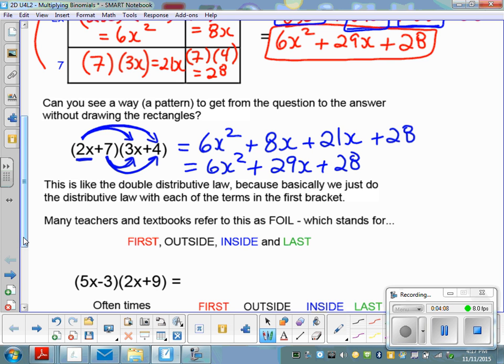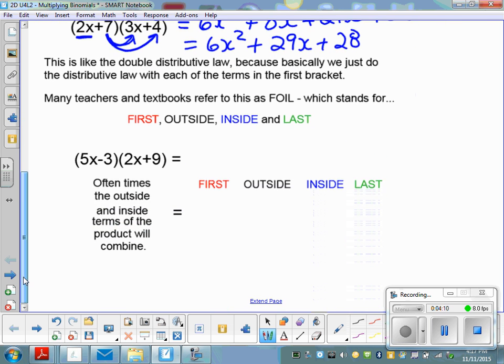It has to multiply by each term in the other bracket. So many teachers and textbooks refer to this as FOIL, and that stands for first, outside, inside, and last. So if I'm multiplying 5x times 2x, I'm multiplying the two first terms in the brackets together. So the first term in one bracket times the first term in the other bracket gives me 10x squared. Then I multiply the outside terms. So the outside terms are the 5x and the 9. That gives me 45x. Then the inside terms are these two terms.